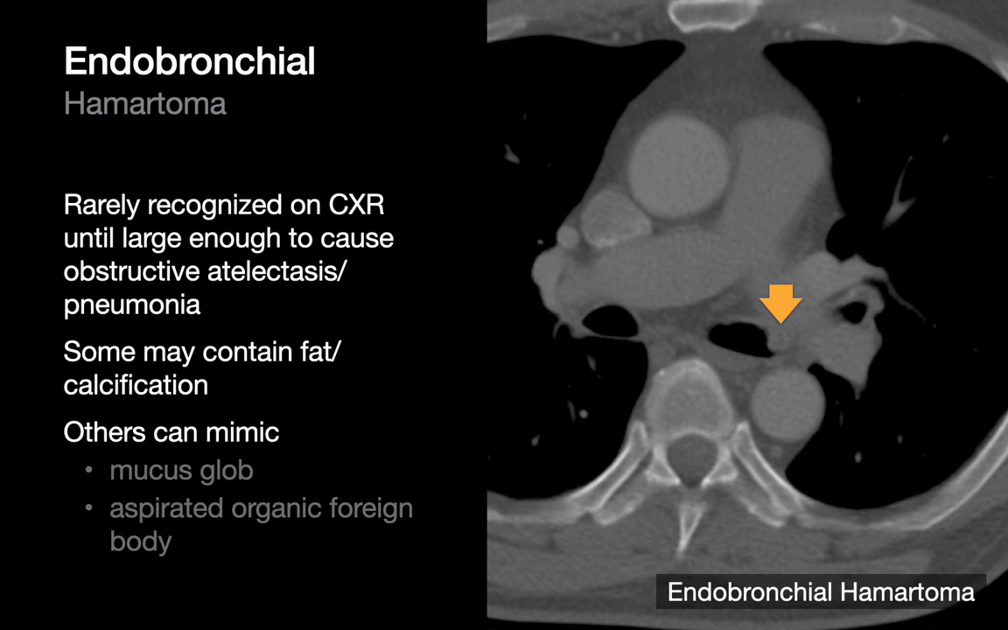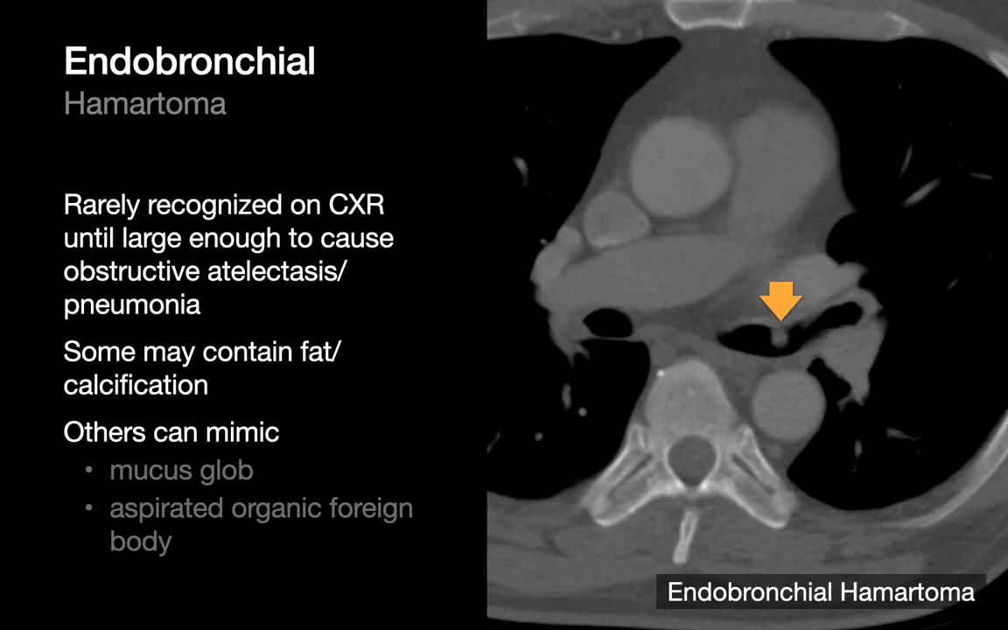Here's an example of a benign endobronchial hamartoma in the left mainstem bronchus. These will usually be silent on chest x-ray until they've become large enough to obstruct the bronchus and become symptomatic. Some endobronchial hamartomas may contain fat and calcification and therefore present specifically, while others, like this one, will just look soft tissue in density through and through and be indistinguishable from a mucus glob or an isoattenuating organic foreign body like a pea or a peanut.